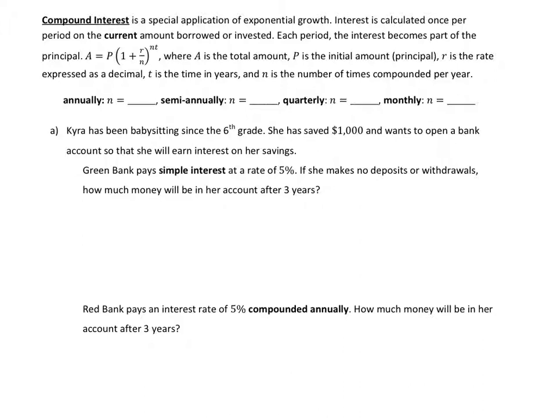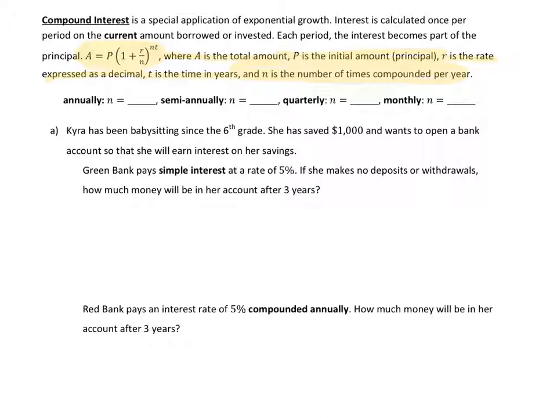Our new formula is capital A equals capital P times parentheses 1 plus R divided by N, close parentheses, raised to the NT power. All right, where A is the total amount, so our ending result. P is still the initial amount of principal. R is the rate as a decimal, as always. T is time in years, as always. And N is the number of times it's compounded per year. So that's slightly the new piece there. The number of times compounded per year.